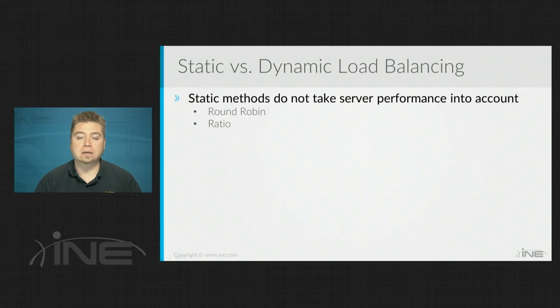Where specifically these are going to be the round robin and the ratio load balancing methods, where the first one, round robin, is the default, where we previously saw we were just going server 1, 2, 3, 4, 1, 2, 3, 4, on a one-to-one-to-one basis.